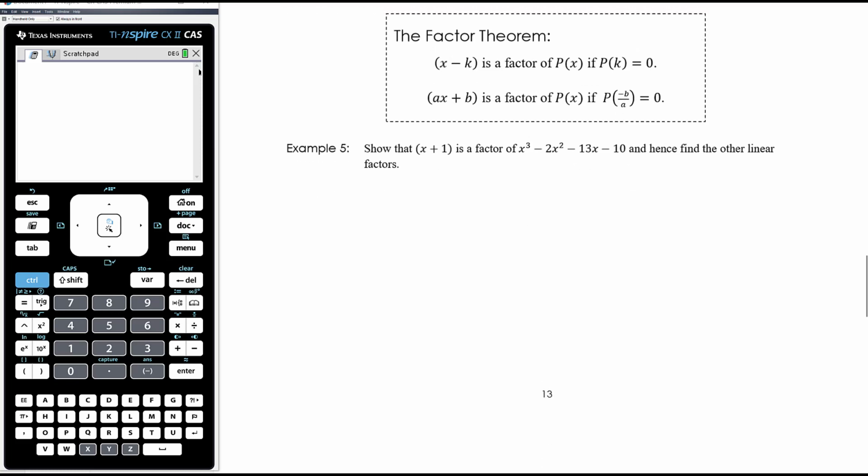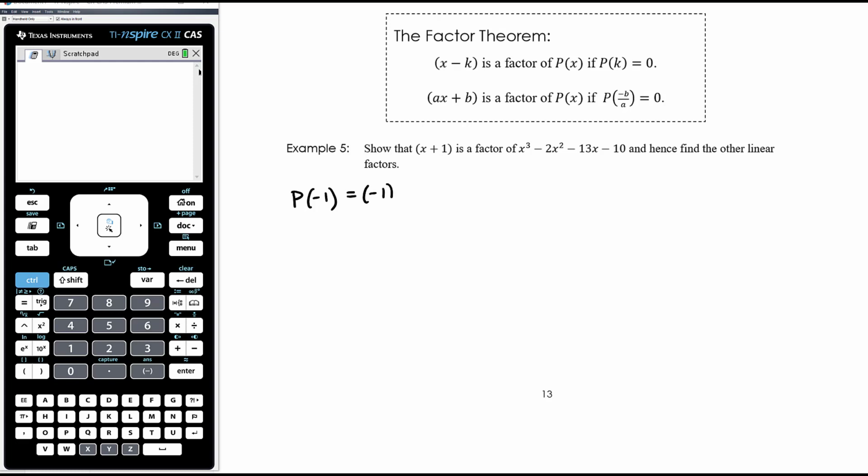Okay, let's have a look at a couple of examples here. Show that x plus 1 is a factor of x cubed minus 2x squared minus 13x minus 10, and hence find the other linear factors. Okay, so I'm going to use my factor theorem. So I'm going to work out p of negative 1. That would be the value that would make x plus 1 equal to 0.